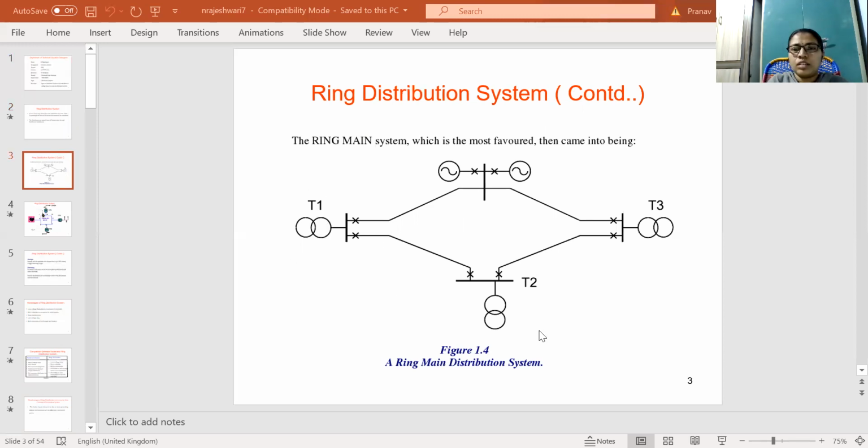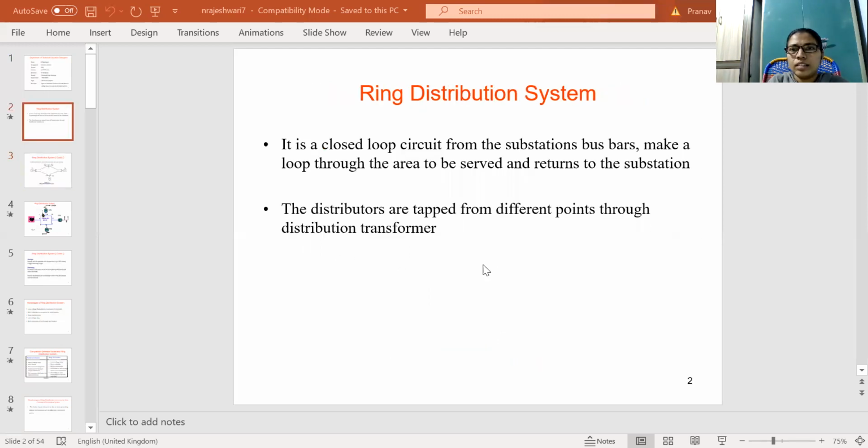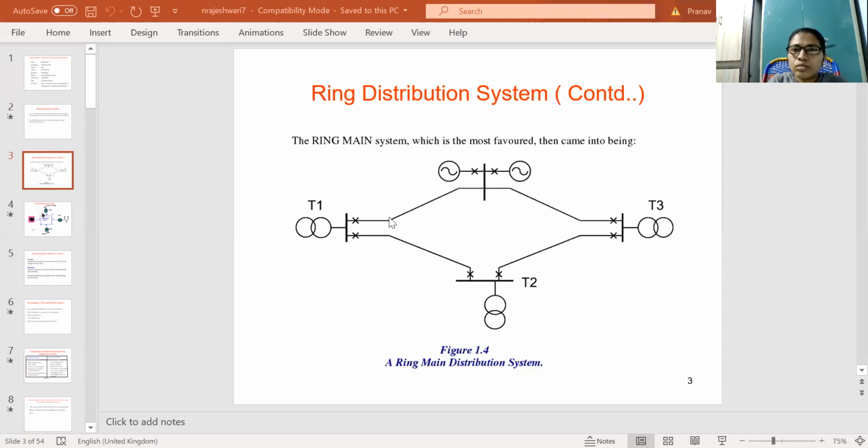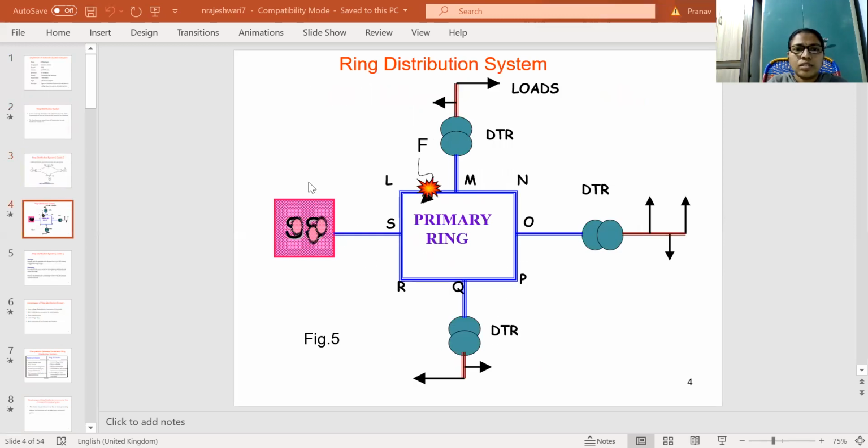So, this is the ring main distribution system. These are the transformers T1, T2, T3, connected in a loop area. A complete loop is formed with the three transformers T1, T2, and T3, and these are the two generators in the ring distribution system. This is the substation from which we supply the power to the loads or consumers. From this, the primary ring is there. So this is the ring loop or ring shape.